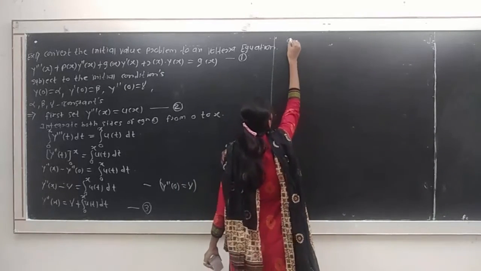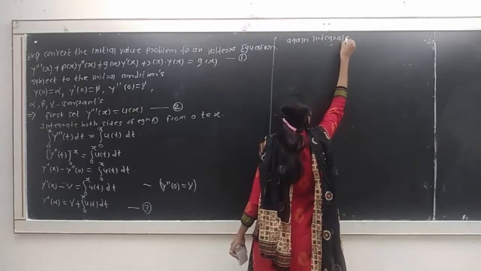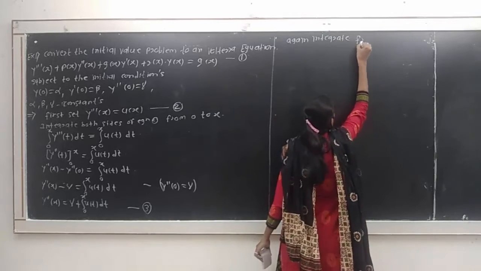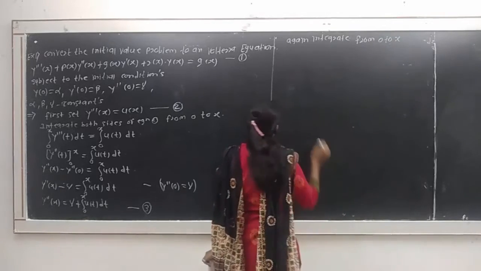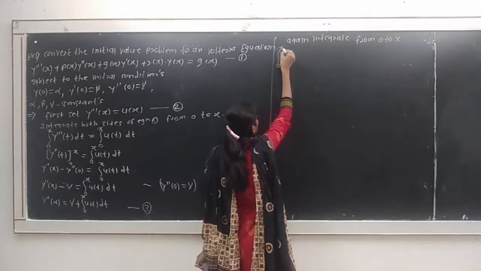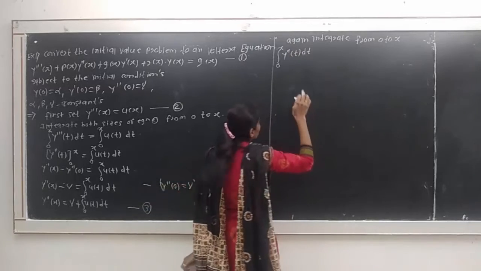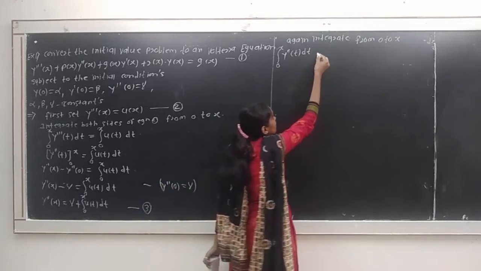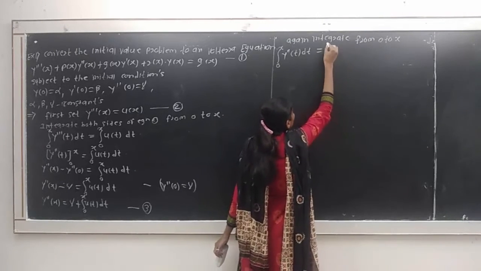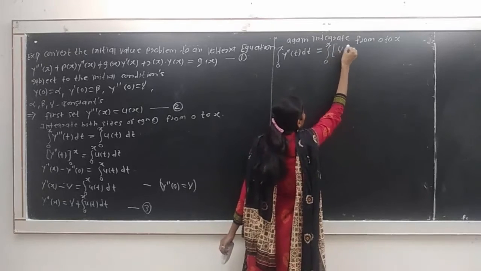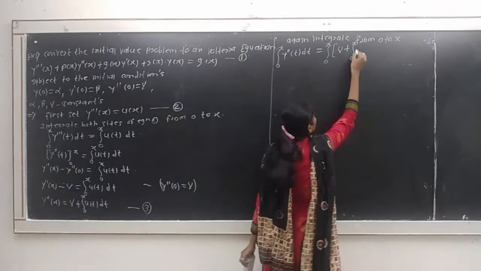Then again integrate from 0 to x. On both sides we get the integration from 0 to x of y double dash of t dt. Again we consider t instead of the variable x. This is equal to the integration from 0 to x of, in brackets, gamma plus the integration from 0 to x of u of t dt.